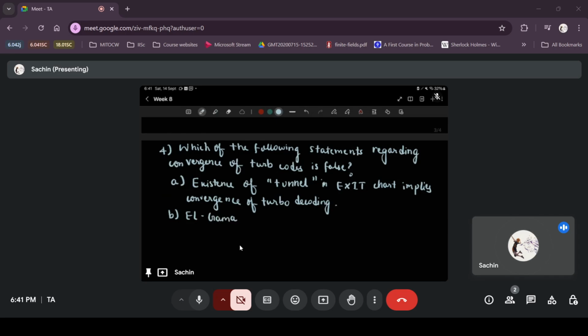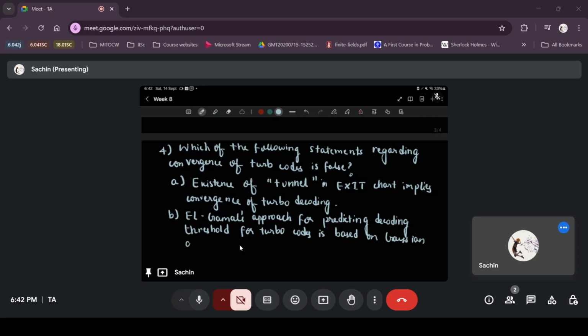El-Gamal's approach for predicting decoding threshold for turbo codes is based on Gaussian approximation of the output extrinsic information. That's a true statement.